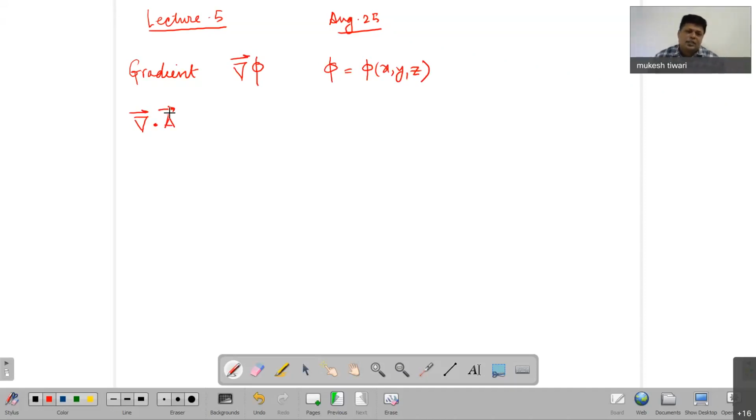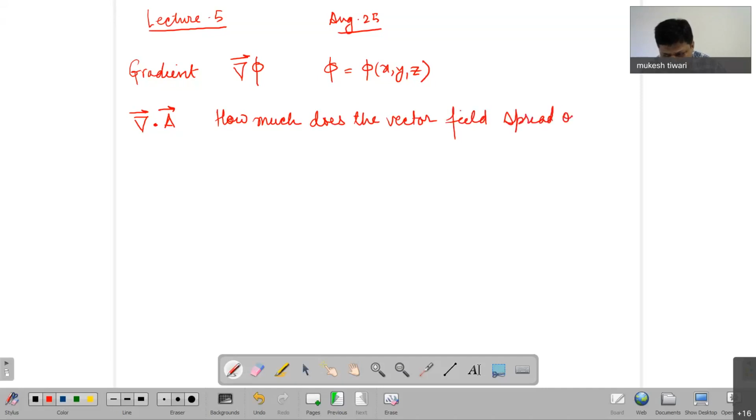and the question that divergence tries to answer is: how much does the vector field spread out from the point in question? So you are calculating it at a point, and what the operation does is it allows you to get a feel of the spreading out characteristic of the vector field.